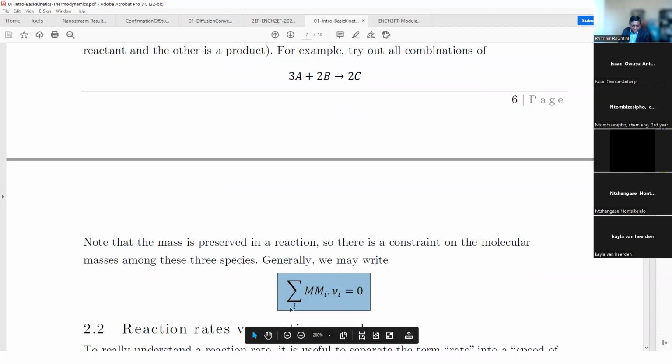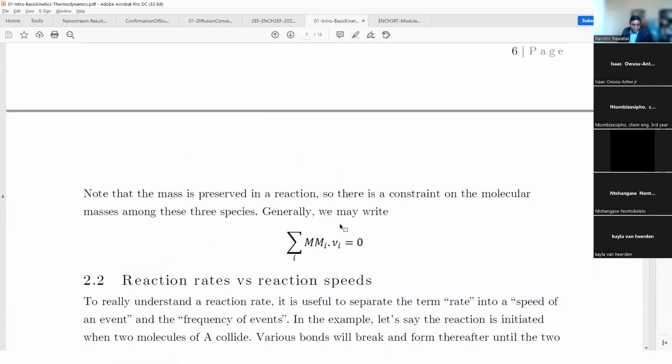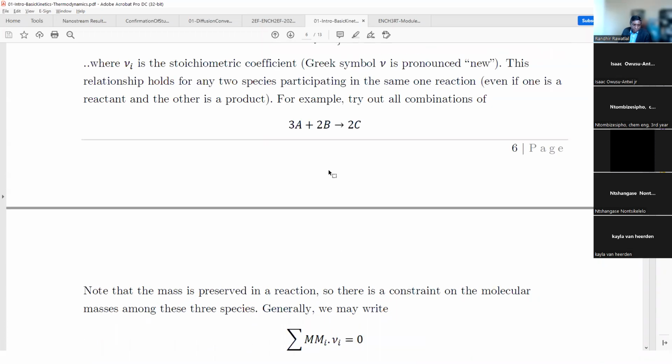And it's written in this strange mathematical way, because we here are estimating the mass of one event. So nu I is the stoichiometric coefficient of component I. So nu A is -3, nu B is -2, nu C is +2, right? So the stoichiometric coefficient, it's negative for reactants and positive for products.